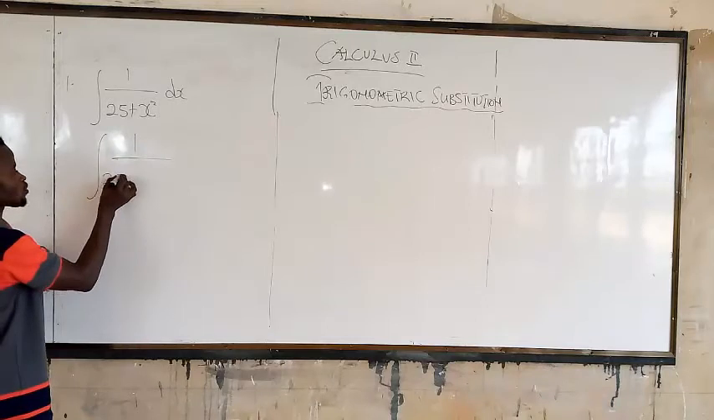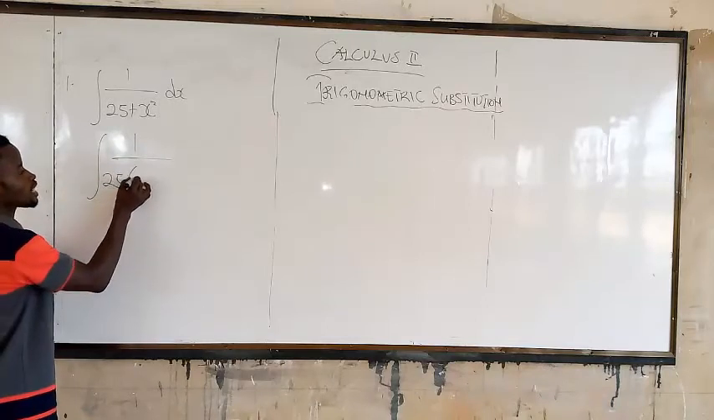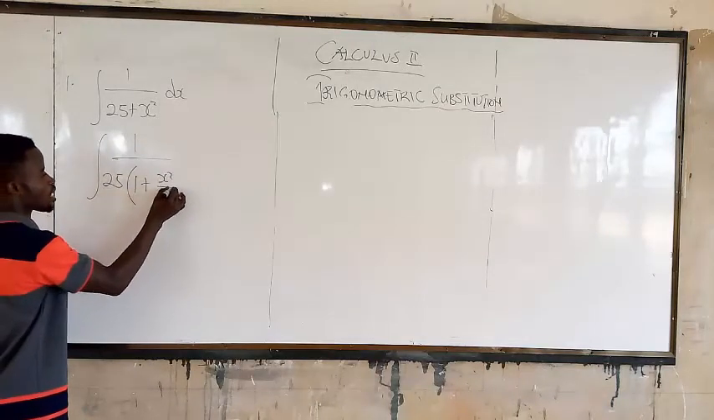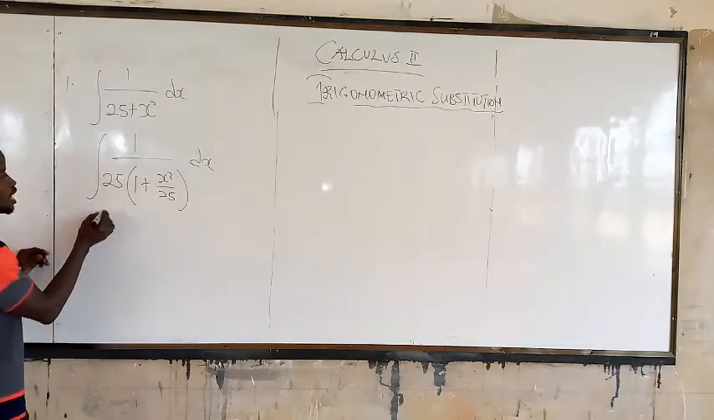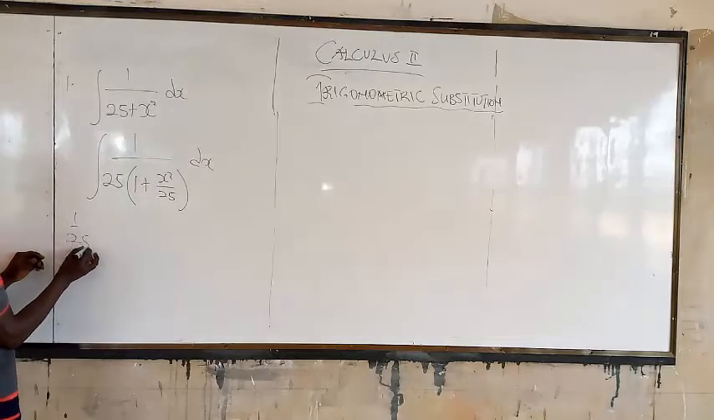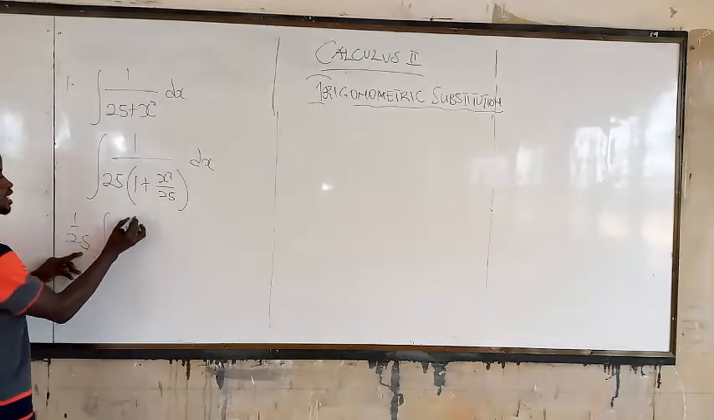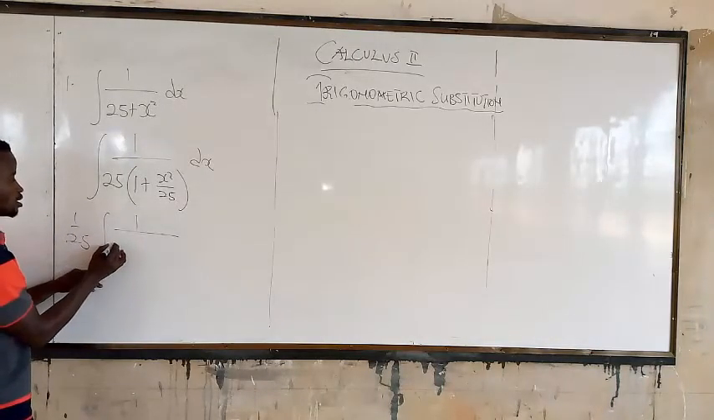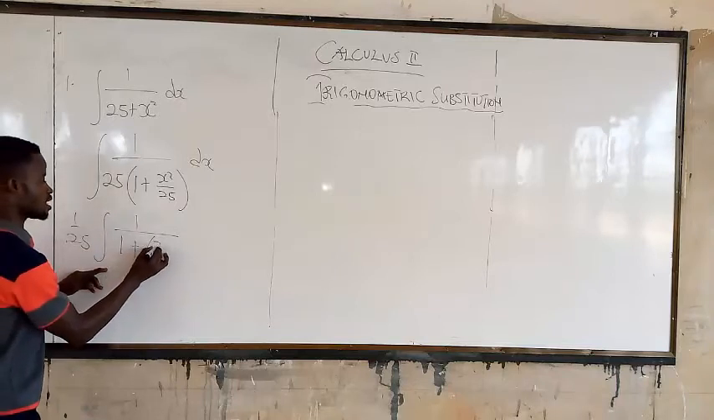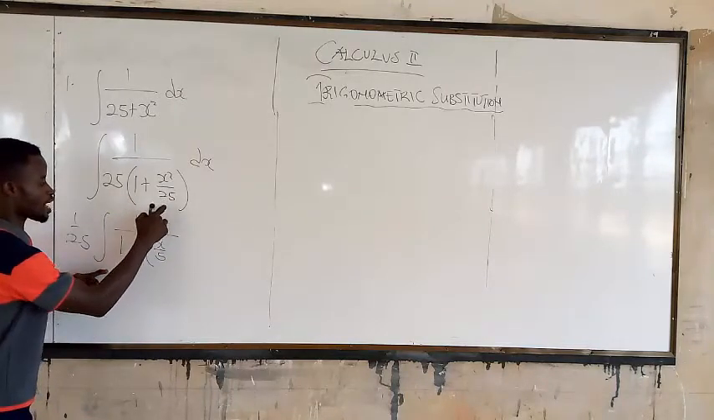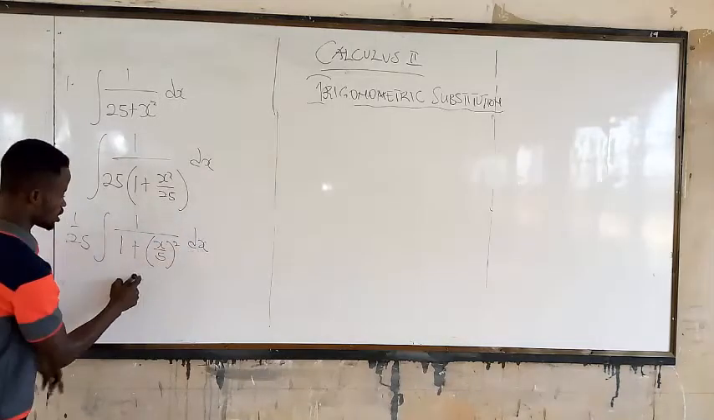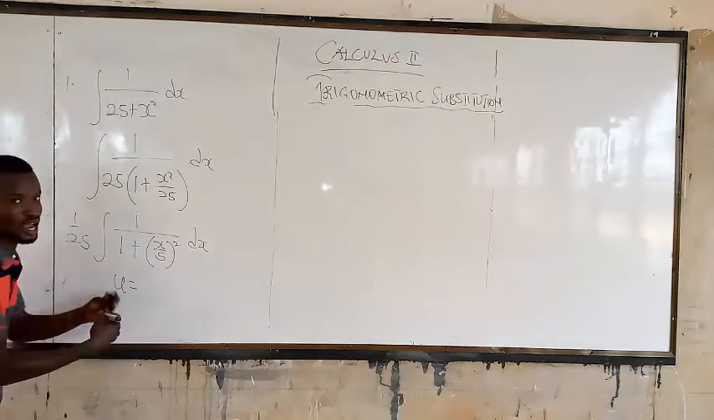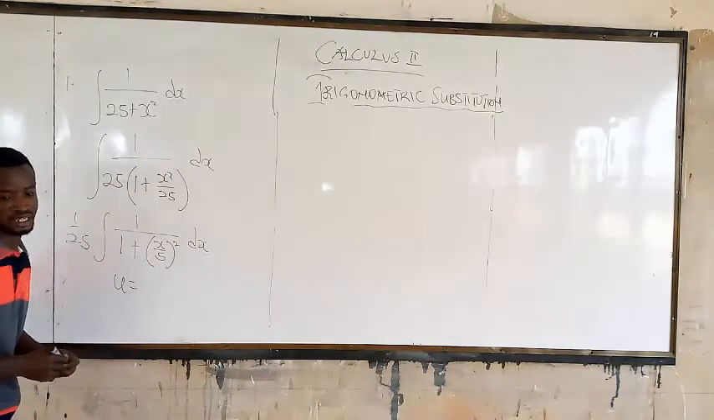You can factor 25 out, alright? You get 1 plus s squared over 25, ds. Okay? And with this, you get 1 over 25 out here. And here you get 1 over 1 plus s over 5 squared, because 25 is 5 squared. Then factor that out. Then you set your u. I just want to run through this, I don't want to use this method. Okay?